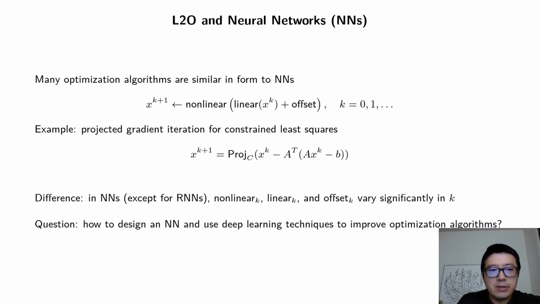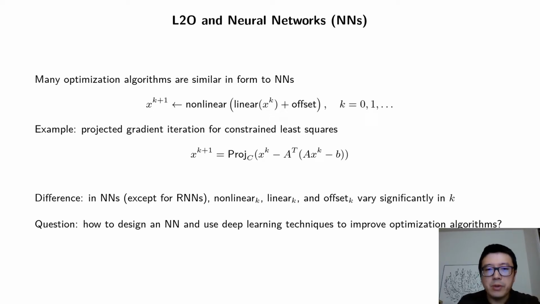However, the difference is that in neural networks, typically all the nonlinear, linear, and offset operators at every layer depend on the layer you choose, and they can be trained together. However, in optimization, they're fixed. They come from the problem definition, and you may have a step size parameter to tune, but that's pretty much it. So a natural idea is to relax the traditional optimization into a neural network, and then use deep learning technologies to train the neural network and obtain an improved optimization algorithm.